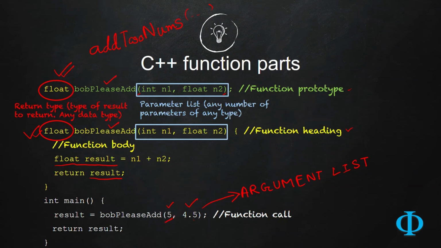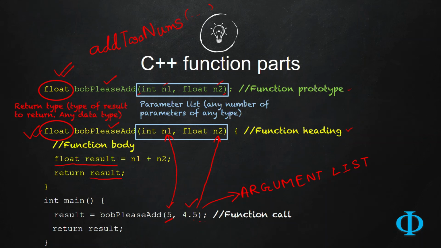Now these arguments, where they are being stored in the function, they are called parameters. Now always remember the argument 1 must be stored in the parameter 1. So 5 will always be stored in n1. The argument 2, which is 4.5, will be stored in the parameter 2.